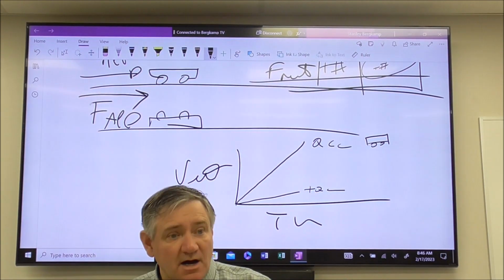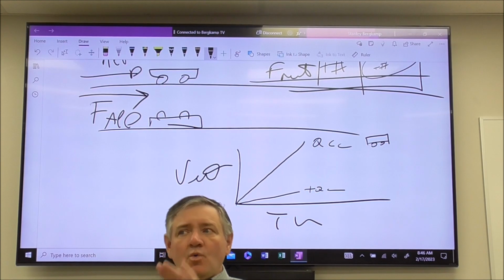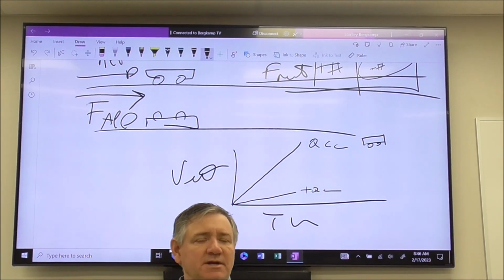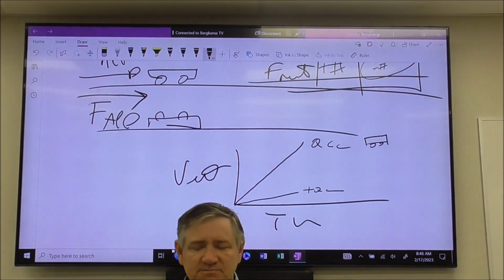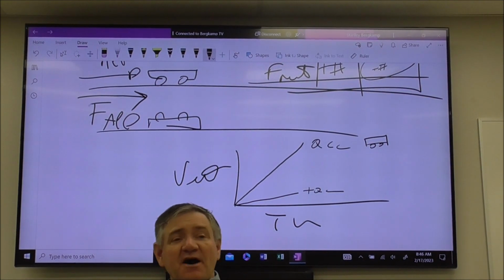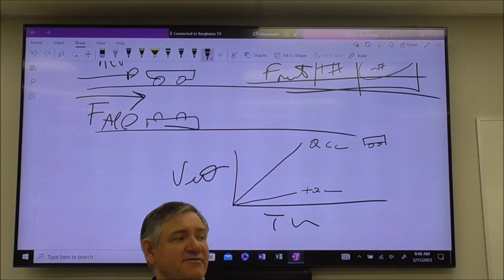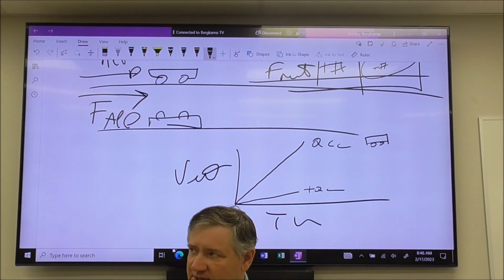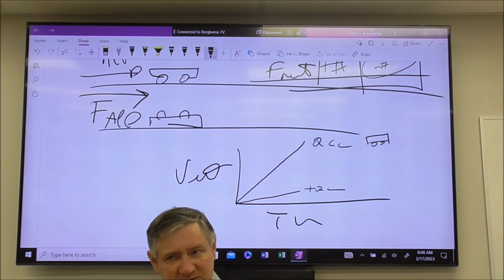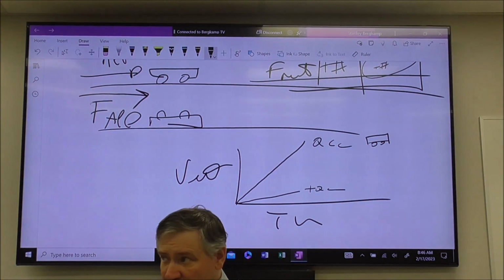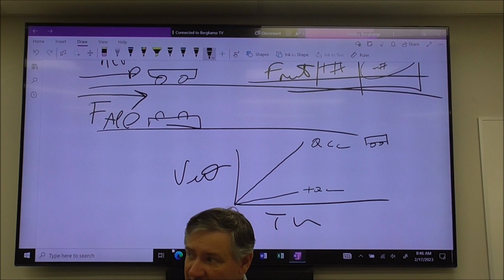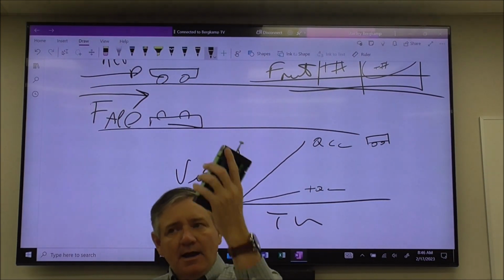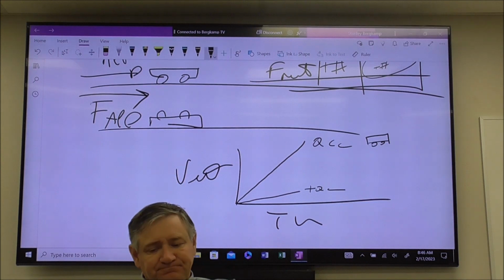Because what have I lost? When I stop pushing it, what have I lost? My applied force, my opposing force, or my net force? I lost my applied force. The frictional mafia is still there. The frictional mafia is going, hey, we're going to make you slow down. So when I stop pushing it, my applied force goes to zero. I still have an opposing force, but then I have a negative net force, which is going to make it slow down.